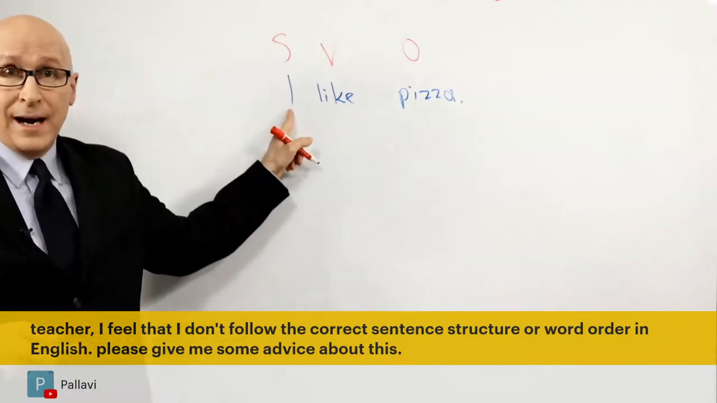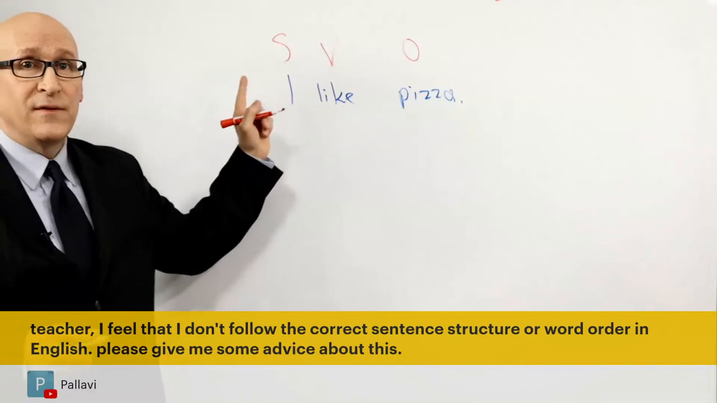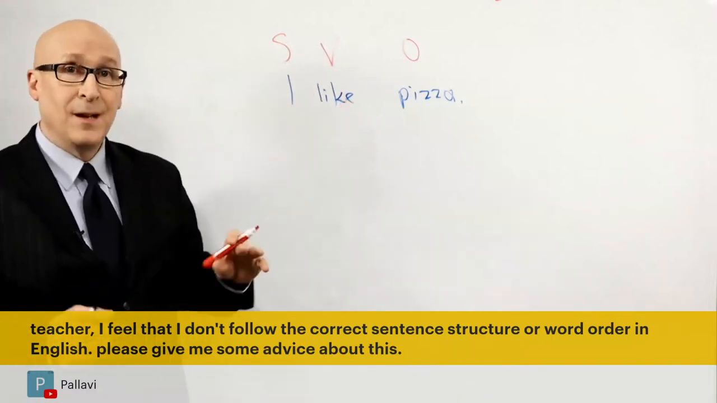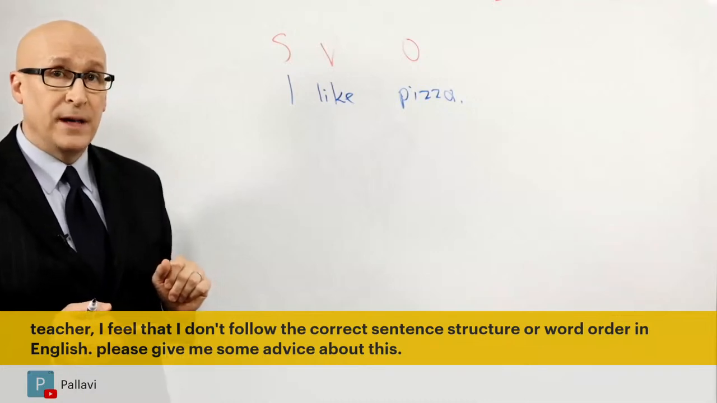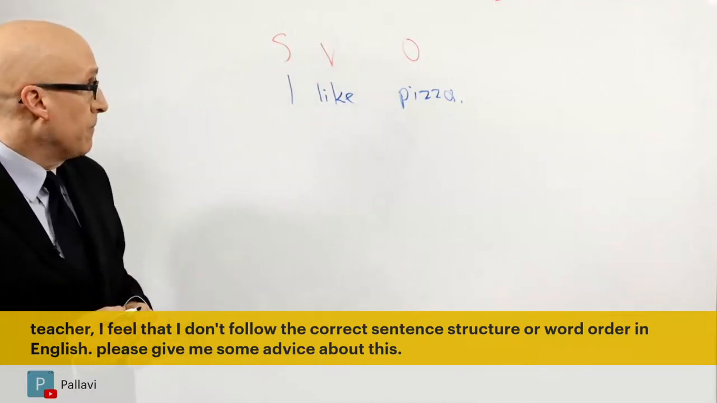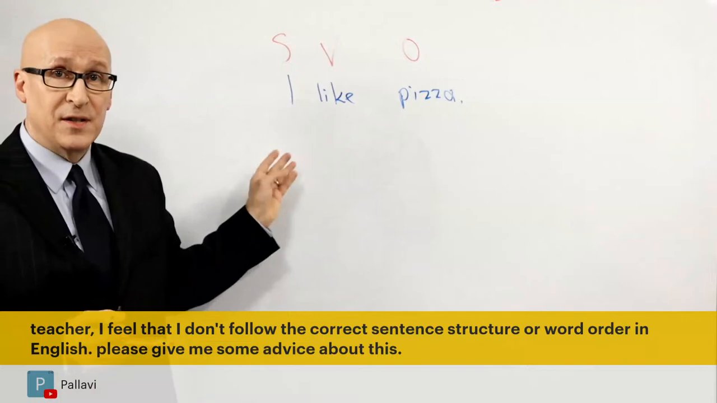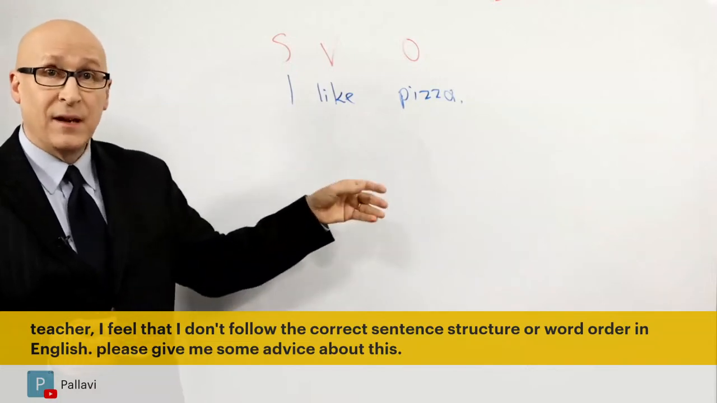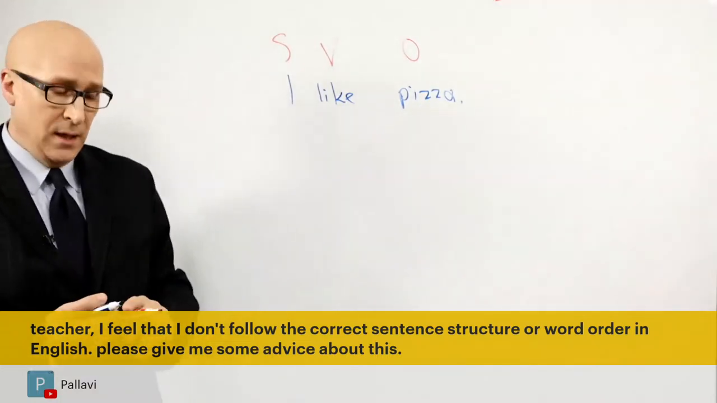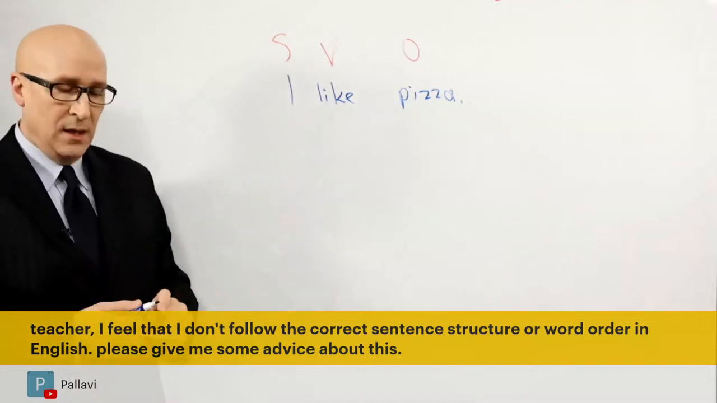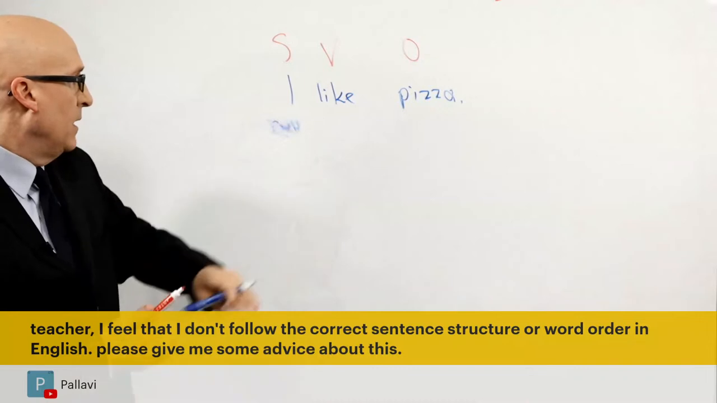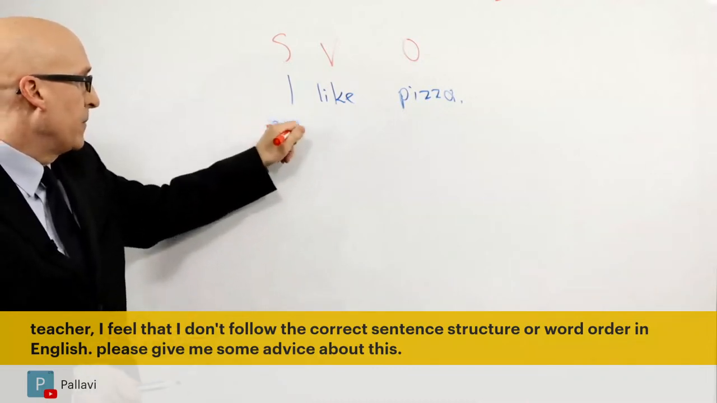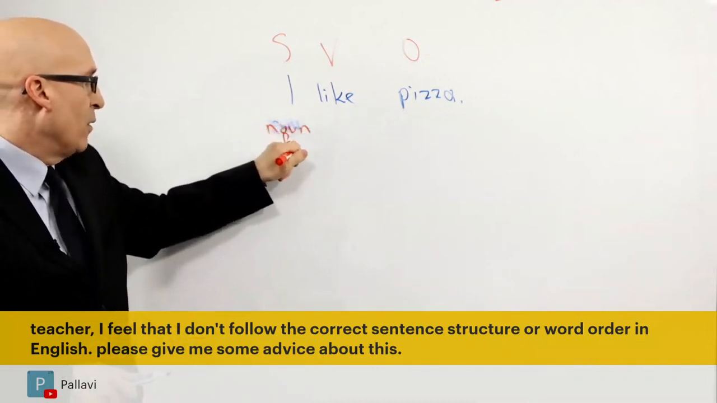So subject, I. So the subject is usually first, right? But you can also move it around, right? You can make a passive. You can say, the pizza is something that I like, right? So what can be a subject? Well, a subject is usually a noun. Oops, let's make it red. Subject is usually a noun, but it's a noun form.